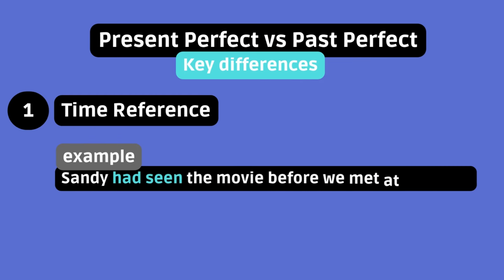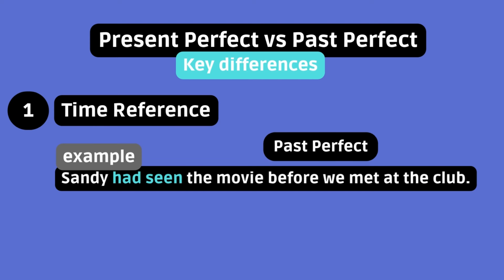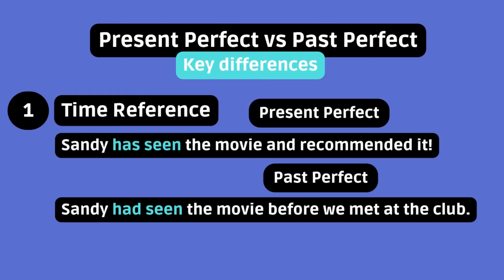Sandy had seen the movie before we met at the club. The past perfect is used to refer to the seeing of the movie as a past action happening before another past action, that being the meeting at the club. The seeing of the movie is the same action, but its time reference changes with different tenses.